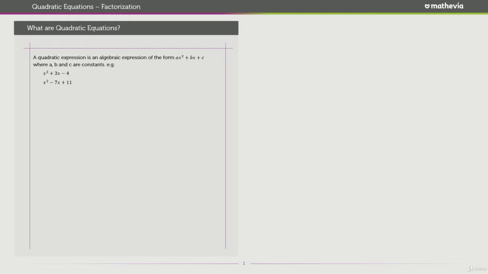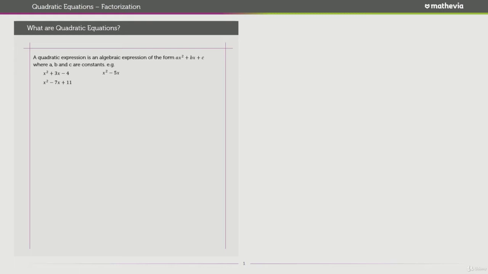Examples: we have x squared plus 3x minus 4, or x squared minus 7x plus 11. If you look closely, you'd find that a quadratic expression contains a single variable, and you have a mix of the first order and the second order. So you have the second order x squared, the first order 3x, and often a number as well, okay.